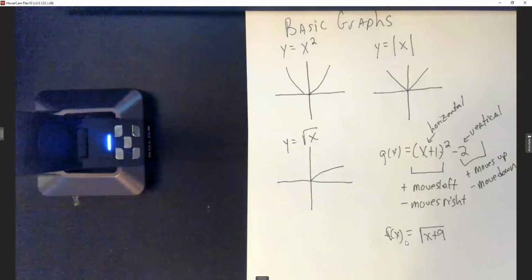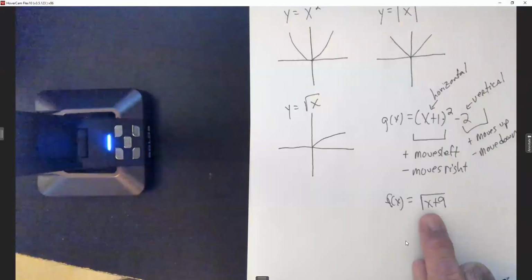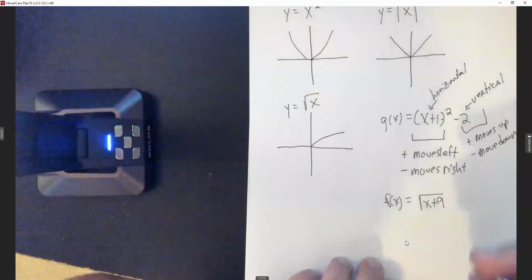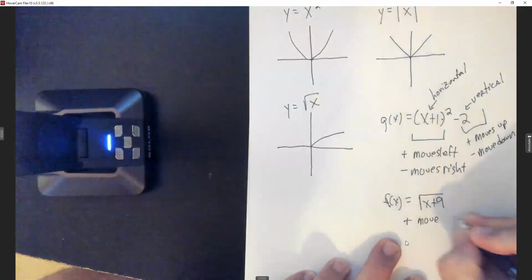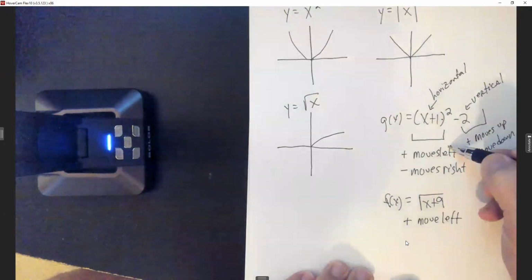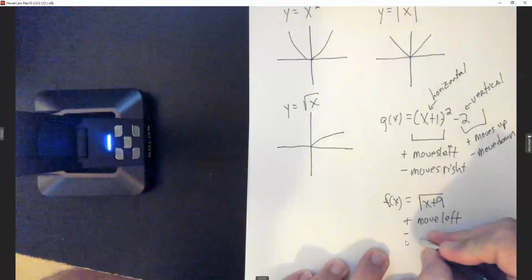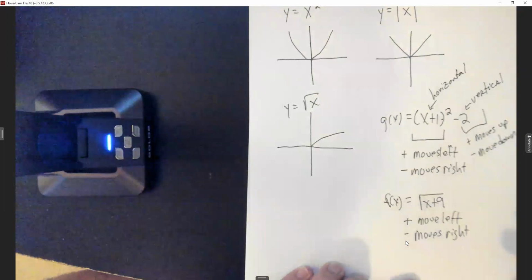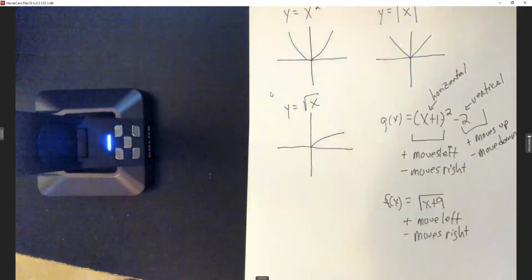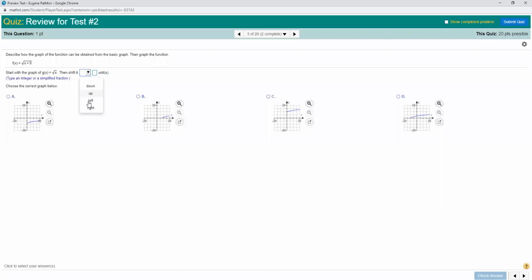So y'all on that, you got an f of x equals a square root of x plus 9. On this problem, if it's positive, it's going to move left again, just like it did up here. And if it's negative, it's going to move right. Okay, so mine is positive, so it's going to move left. So we're going to go over there and find a page. And right here, you're just going to go move left and then put in your 9.